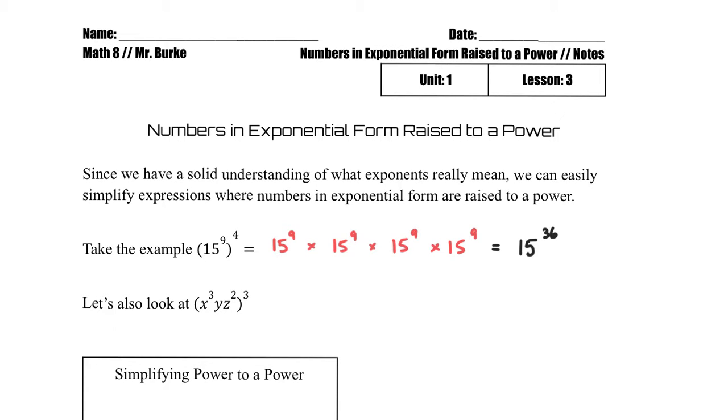Let's look at this next one. So we have, this is going to be x to the third y z squared. That's the base being multiplied by itself 3 times because of this exponent of 3 right here.